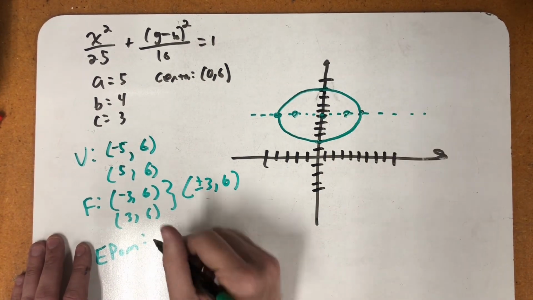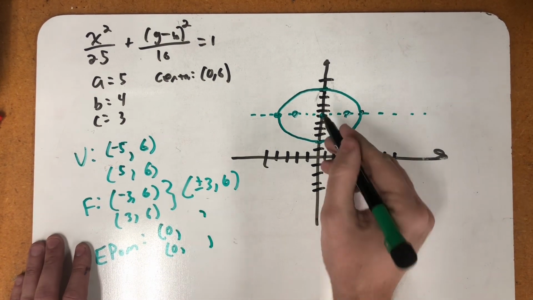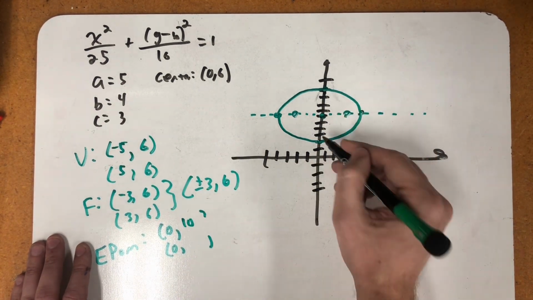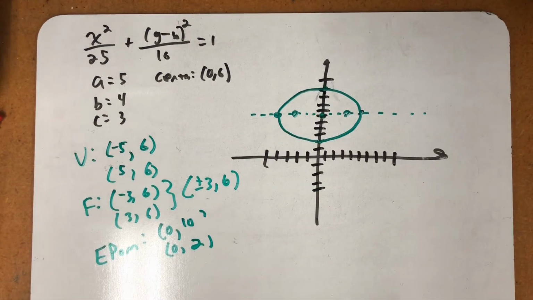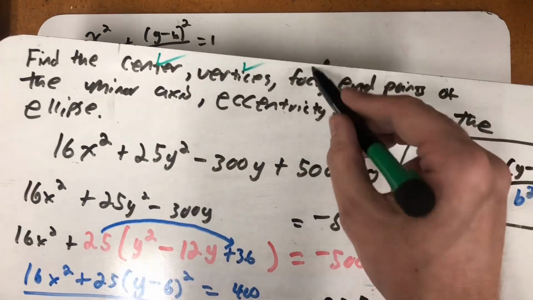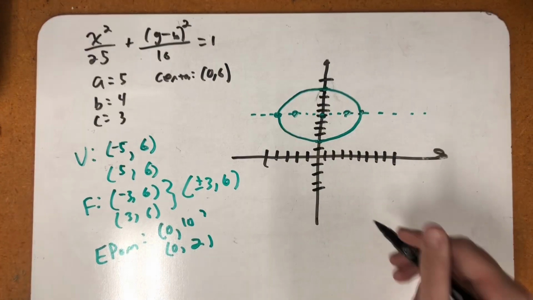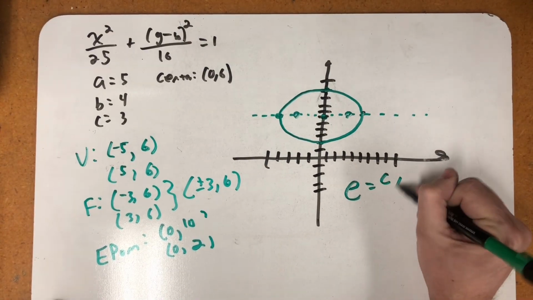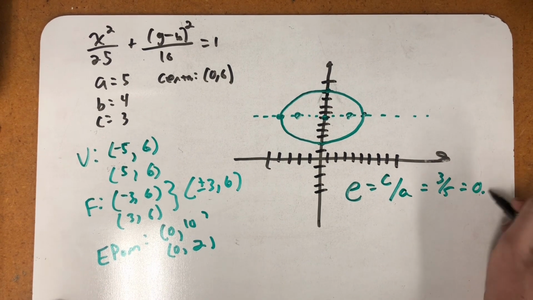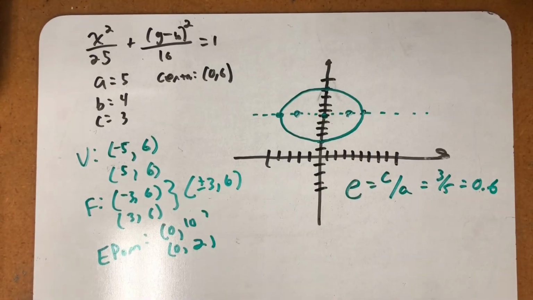All right, those go up and down from 6. So they definitely have an x coordinate of 0. And that one, I go up and down 4 units. So that would be at 10. And that would be at 2. All right, let's see, what else were we asked for? We have found the center, the vertices, the foci, the endpoints of the minor axis. We're left to find the eccentricity, which is always the value of c divided by the value of a. So here we have 3/5, which if I wanted to write as a decimal, I could just write 0.6. We've done all of the things for this ellipse, so that's it for now.